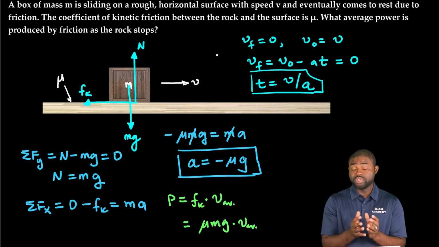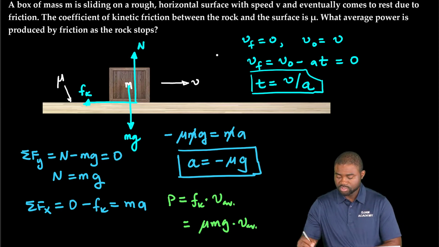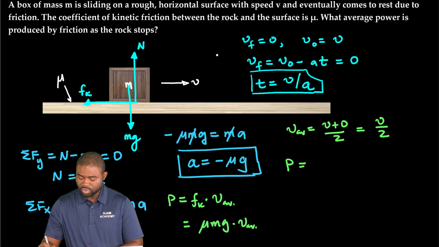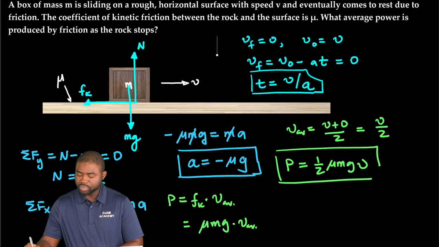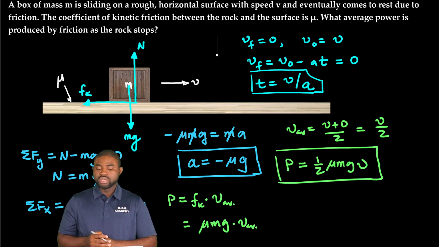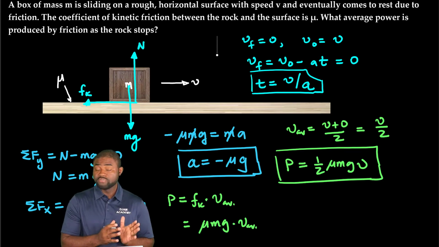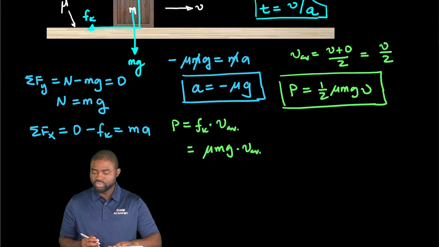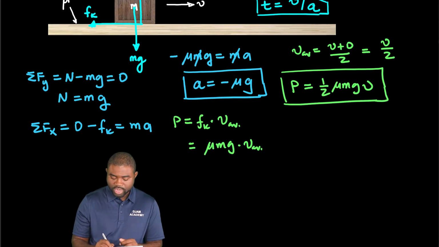Remember, the initial speed is V and the final speed is 0. This means that V average is equal to V plus 0 divided by 2. This is just going to be equal to V divided by 2. Hence, the average power will be equal to 1/2 mu mg V. This defines the average power produced by friction as the box eventually comes to a stop. This is method 1.